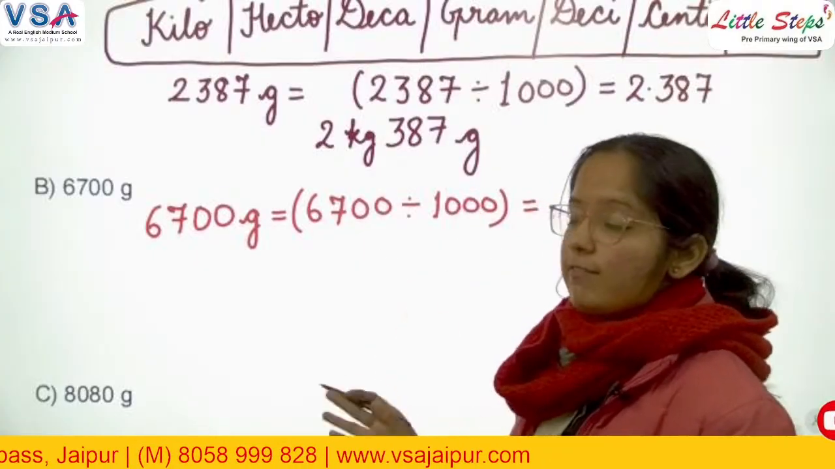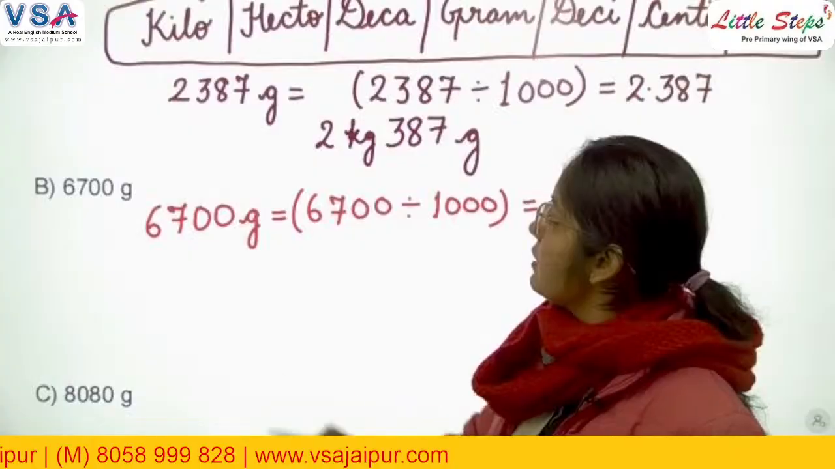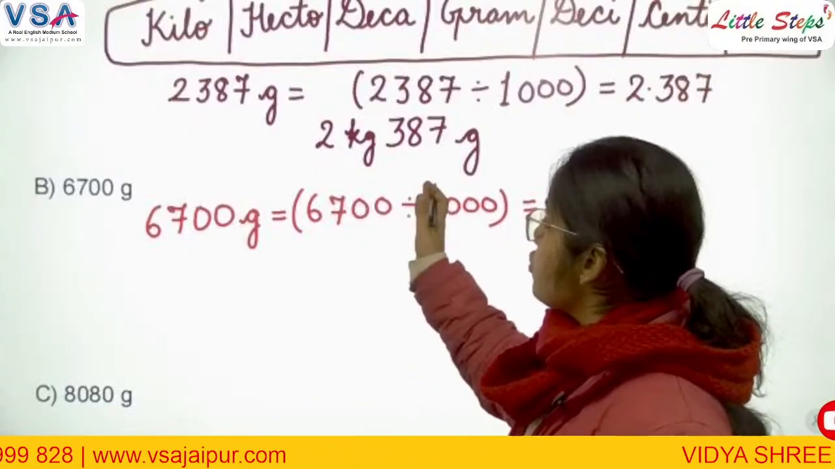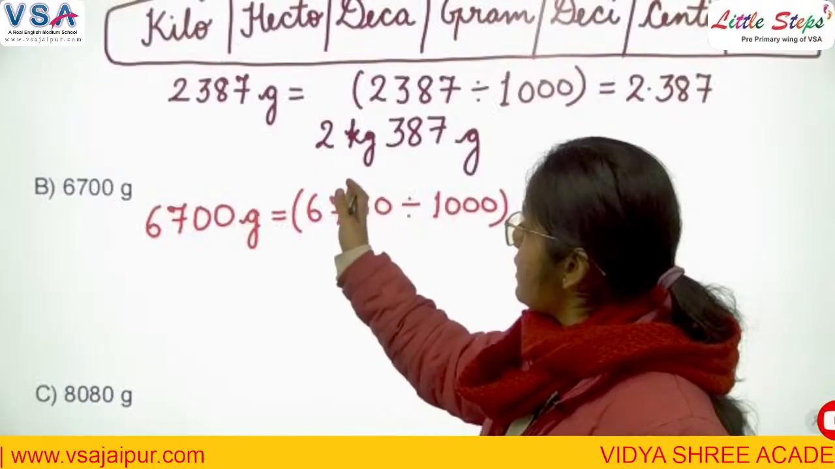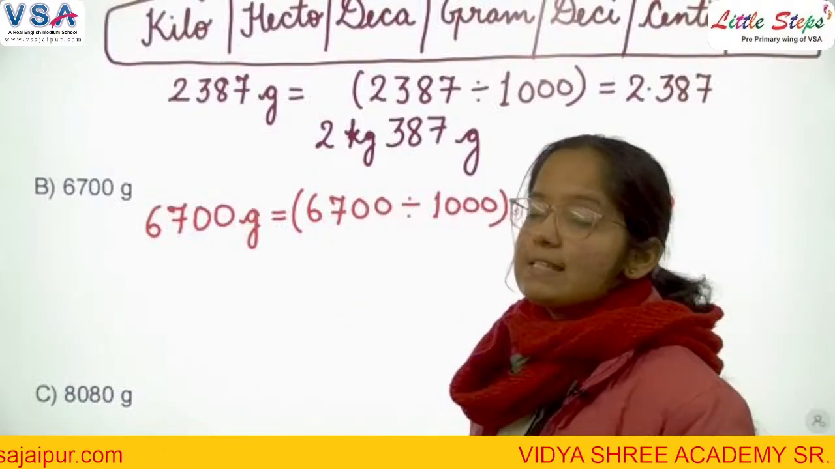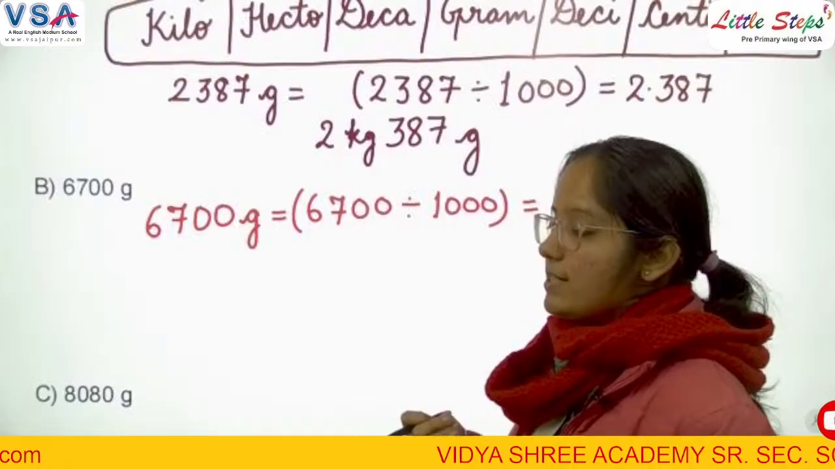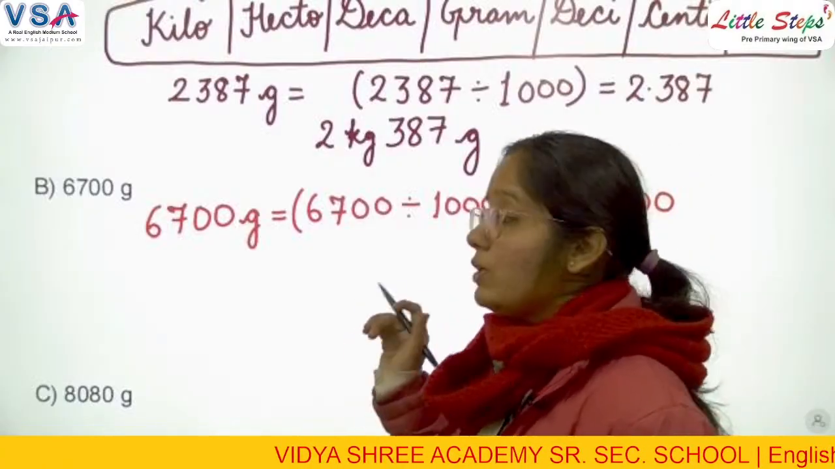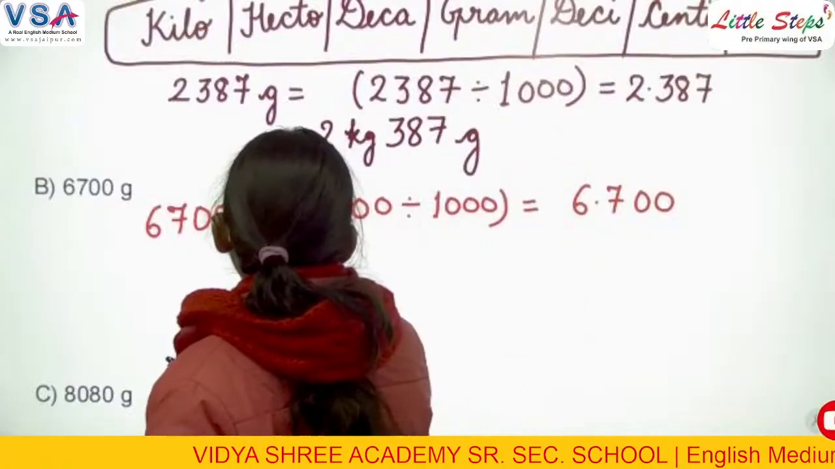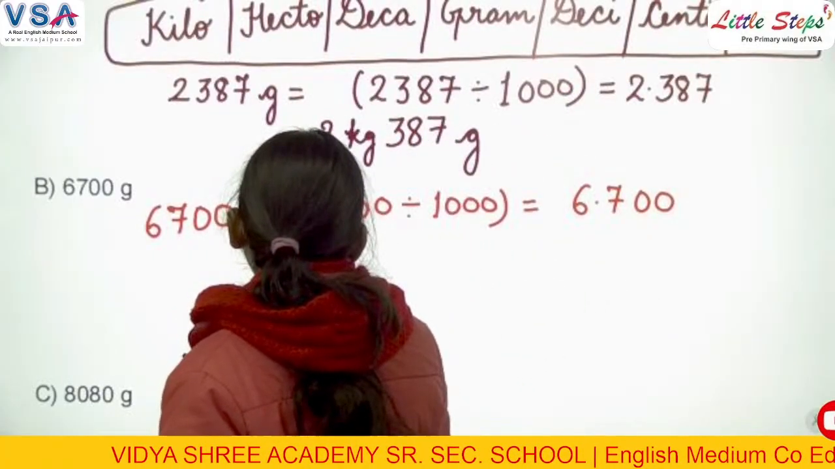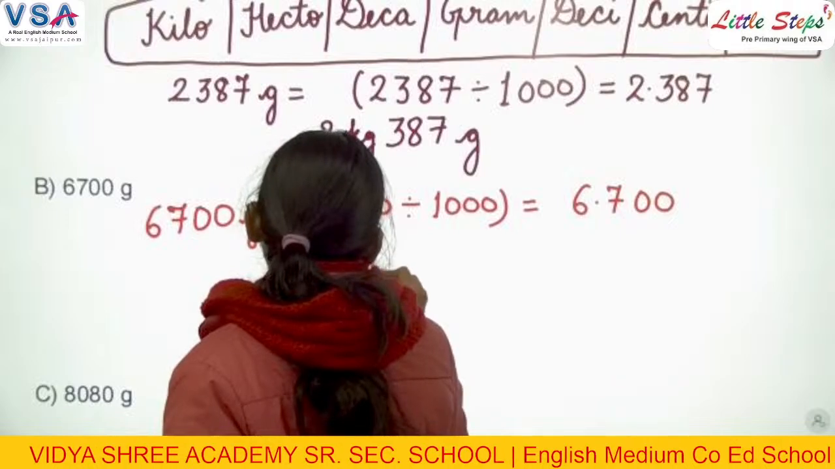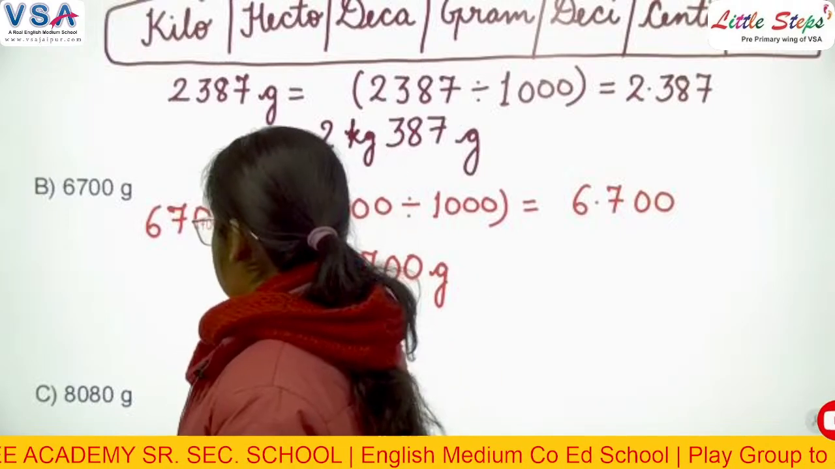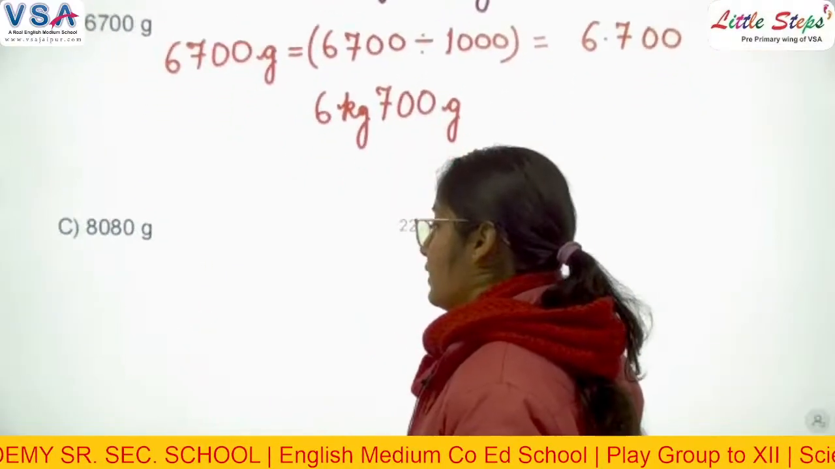In 1000 we have 3 zeros. So we have to put a decimal before 3 digits. We will count from the right hand side first, second and third. We will put the decimal between 6 and 7 and the answer will be 6.700. And what does this 6.700 signify? It is that it will be 6 kg and 700 grams.